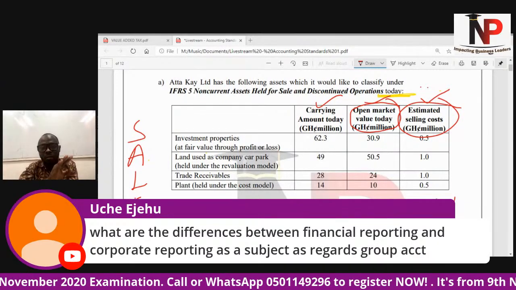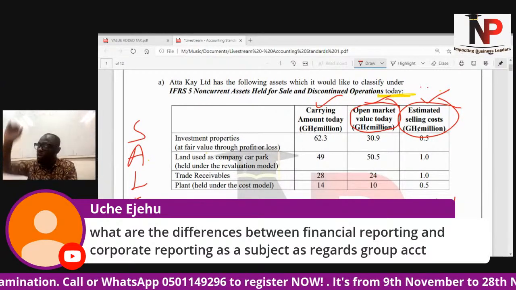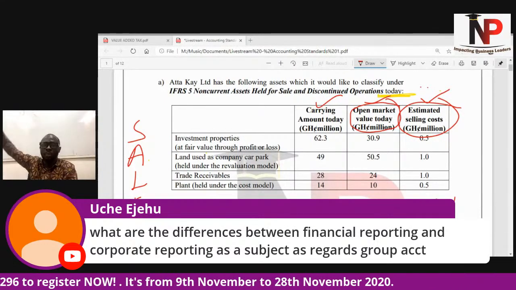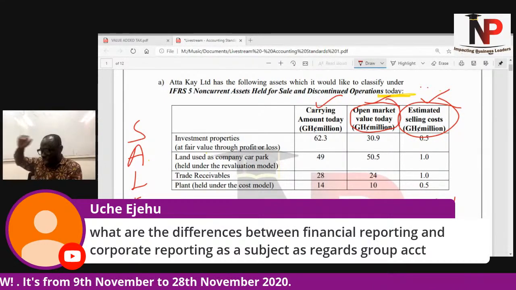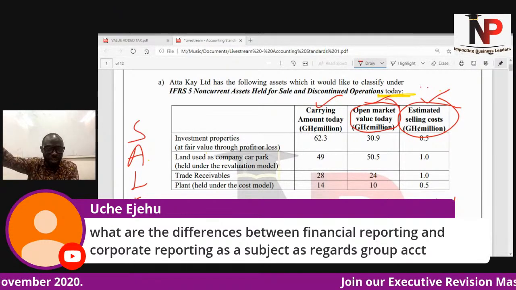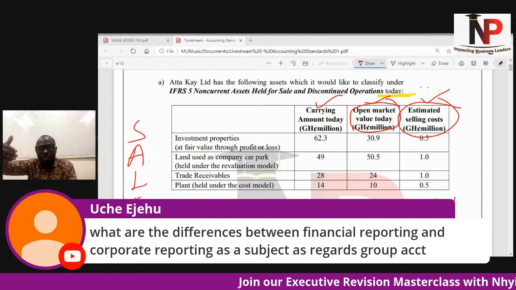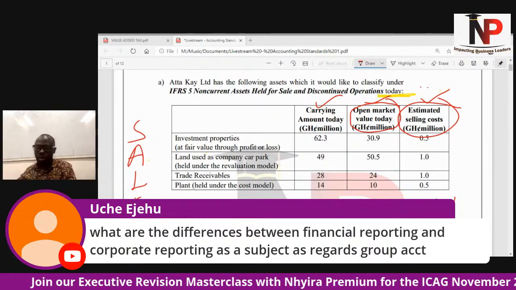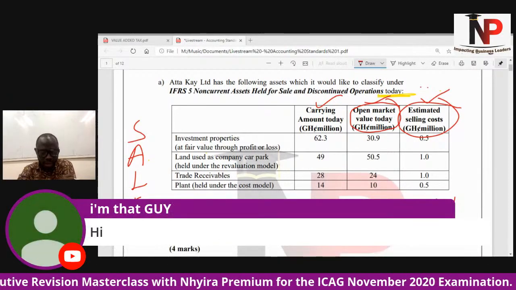So with financial reporting, it's a simple group: parent, sub, and associate. But with corporate reporting, you are doing parent, sub, another subsidiary, associate, and then sometimes foreign subsidiary. Meaning, we own a company that also owns another company, and so it becomes a complex group structure there.